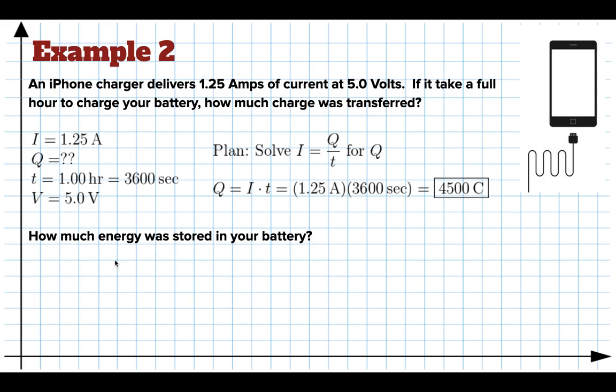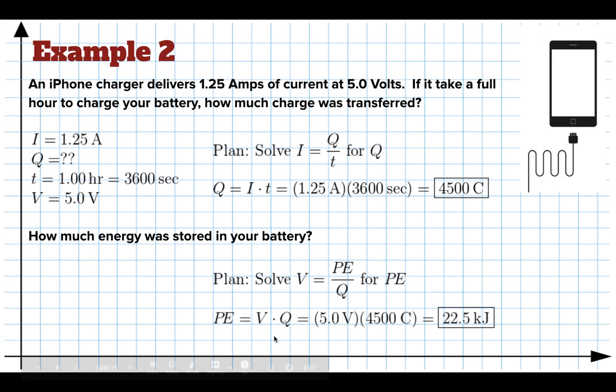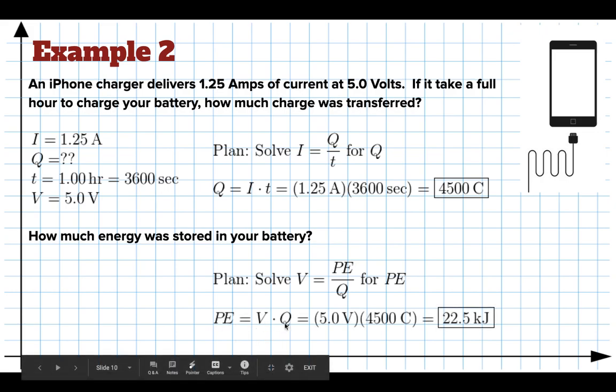A second question to ask with that is how much energy was stored. So back in the last lesson, we learned that the voltage is the energy divided by charge. And so if we know the voltage, it's 5 volts. That's what those little bricks you have with your phones are. And we know the charge, Q, we just found that here in part A, we can find the energy that is stored in your battery. And so the energy will be the voltage times the charge. So 5 times 4,500 is 22.5 kilojoules of energy is stored in your phone when it is fully charged.